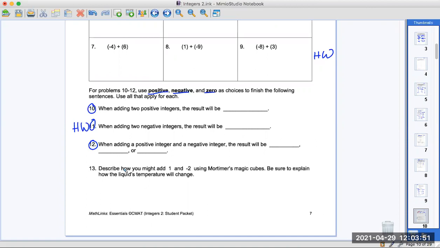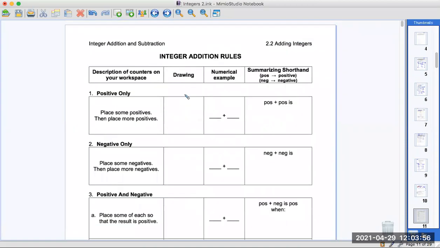The next page is an in-class activity. So that's page 8. We're going to use counters actually in class to work these out. Okay, so make sure you're there. It helps to be in class when we do these activities. Okay, we're going to have positive counters and negatives, and we're going to actually count it out. Yeah. So that's this one.